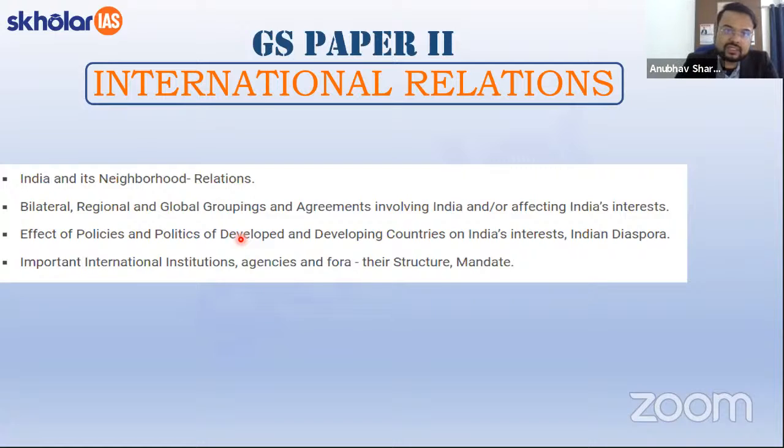But last year, what exactly we saw, that there were a number of questions. In fact, around 25 to 30% of the paper was based on international relations. That is about 50 to 70 marks. I, in my expert opinion, believe this year too, international relations will be a very important aspect in the paper. अभी 2 दिन में पेपर हो जाएगा, so we'll get to know about it.